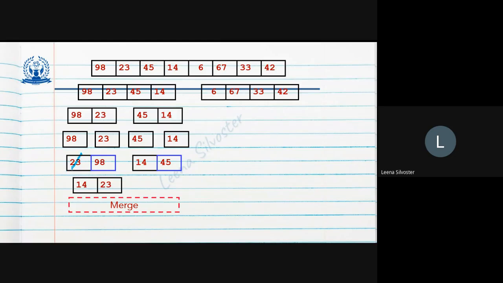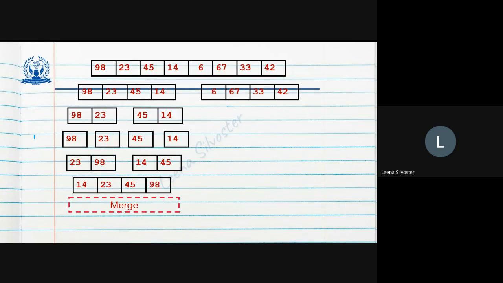So again, we had used this 23 and 14. So the pointer is moved to 98. Here the pointer is at 45 only. So we have to compare 45 and 98. Which is smaller? 45. So we have to move 45 to the four element set. So 45 is here. After that, you can place 98.